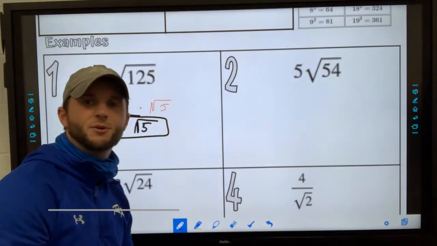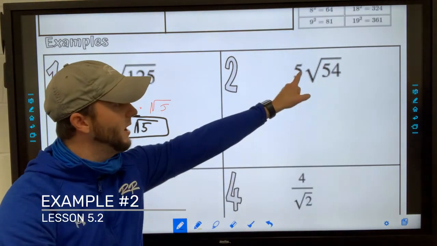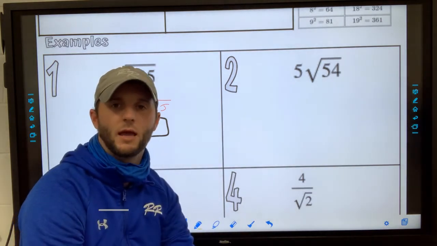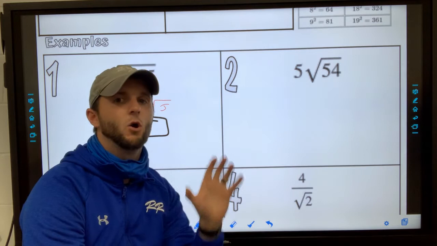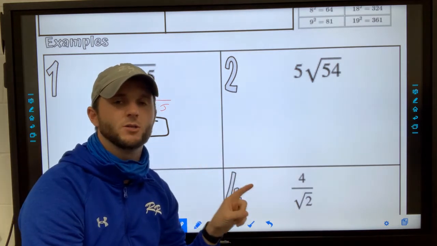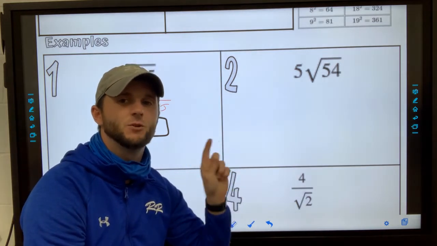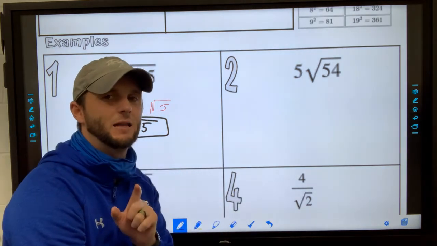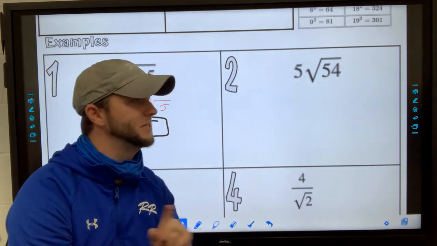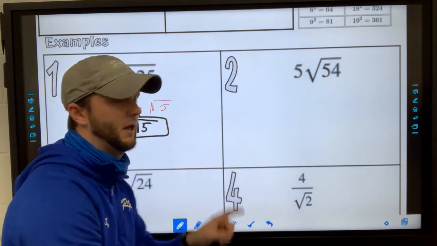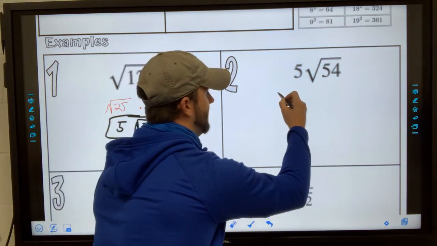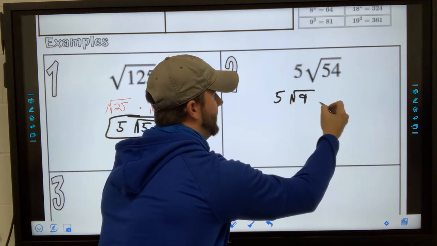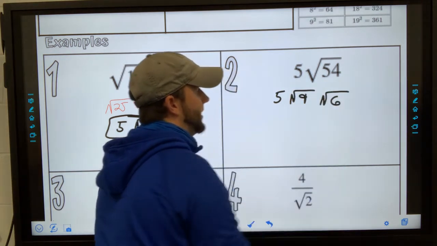On example number 2, we already have a number outside the radical with the square root of 54 here. So right now I need to think, which one of those perfect squares will divide evenly into 54? That number is going to be 9 because 9 times 6 is going to give you 54. So right now I'm going to break this up. So I have 5 out there. I'm going to do the square root of 9 and then the square root of 6.